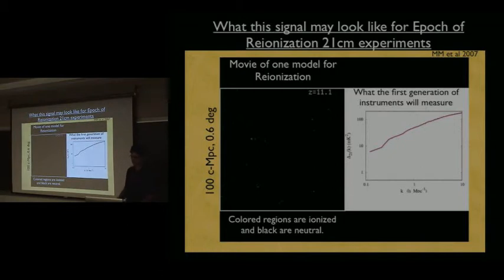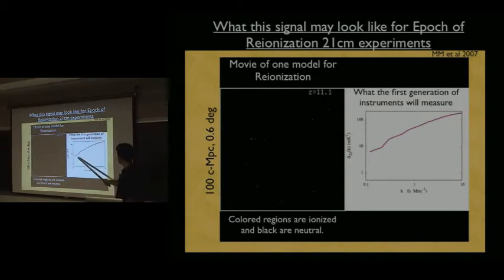For the first generation of instruments, you're not able to image the signal. On any pixel on the sky, your signal to noise is less than 1. And so for the first generation of detections, we hope to have a statistical detection of the signal. The statistic that you're most sensitive to is the power spectrum of fluctuations.